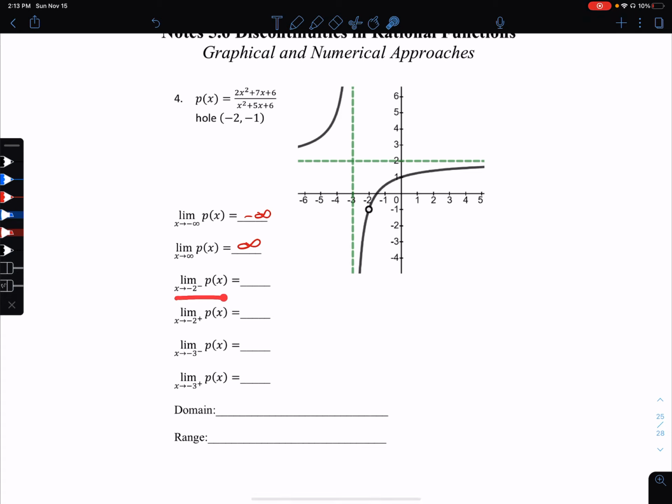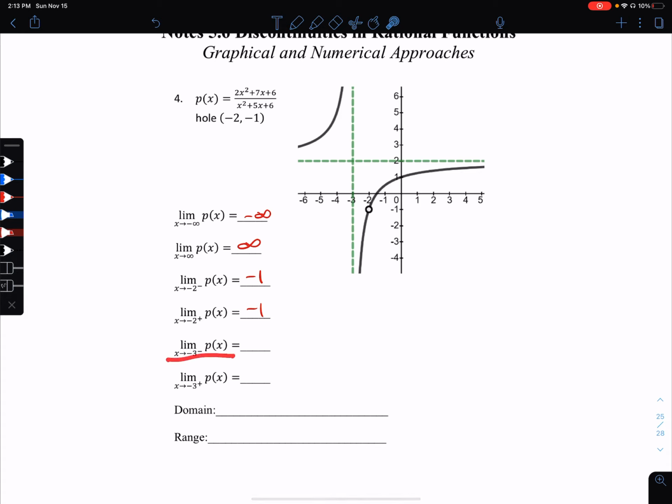What's the limit of p of x as x approaches negative 2 from the left? Here's negative 2. If we approach from the left, we're getting closer to the y value of that hole. What's the limit of p of x as x approaches negative 2 from the right? That's also going to be negative 1. That's the y value of the hole.